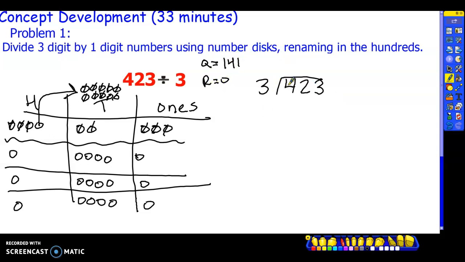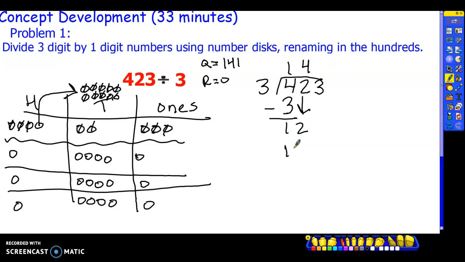Okay, let's see if we can do that with the algorithm. 3 goes into 4 one time. 3 times 1 is 3. When I subtract, I've got 1 hundred left over, and that's what happened in my place value chart. I bring down my 2 in the tens place, and now I have 3 going into 12 tens, and that went in 4 times.